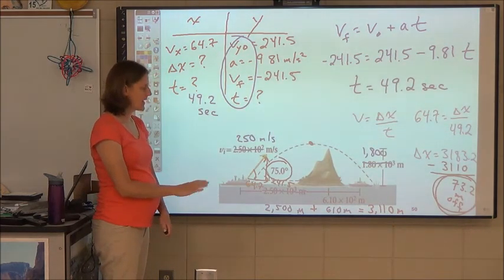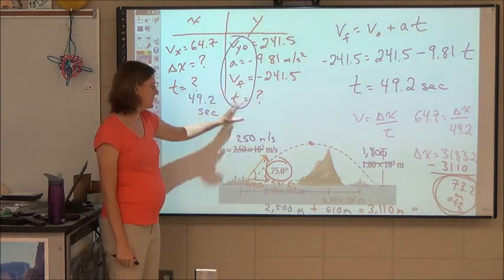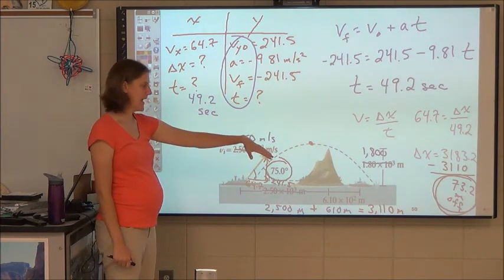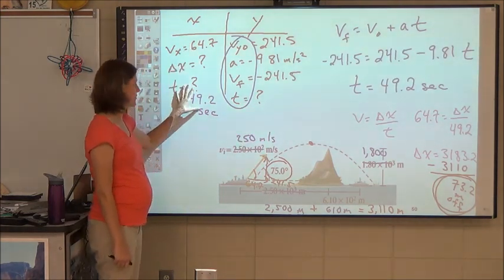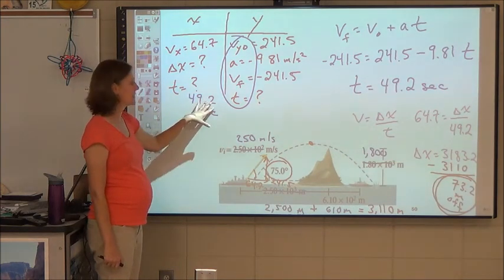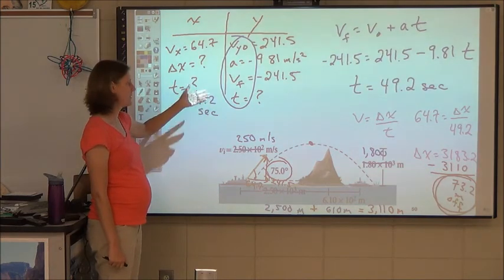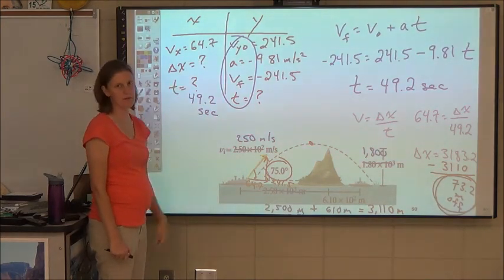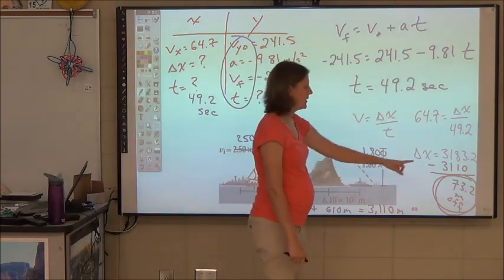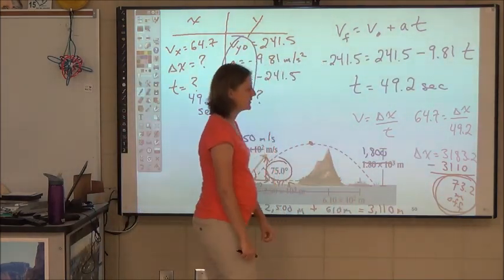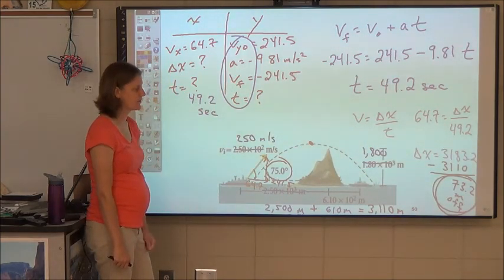Okay, so quick recap as to how we figured that out. We used the vertical information to figure out how long the projectile was in the air. That same amount of time can be applied to the x direction, which is 49.2 seconds. And then knowing its x velocity and the amount of time, it is going 64.7 meters per second to the right, I can figure out the x displacement, 3,183.2 meters, subtract from where the ship actually is, so we were 73.2 meters off.